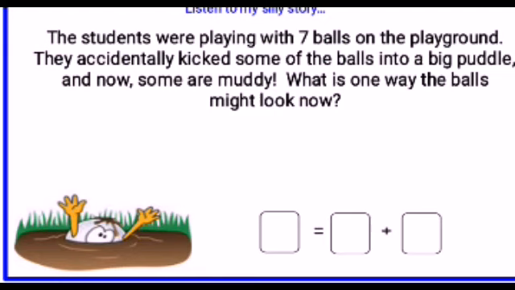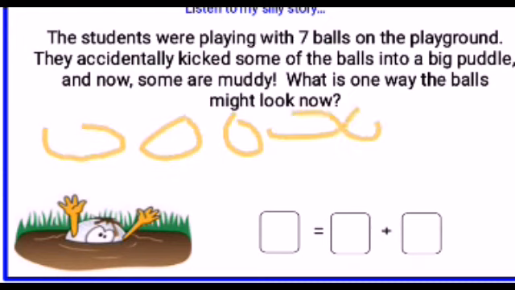The students were playing with 7 balls on the playground. Let's help them draw their balls. 1, 2, 3, 4, 5, 6, 7. Now they accidentally kicked some of the balls into a big puddle. And now some are muddy. What is one way the balls might look now? Remember, they were playing with 7 balls on the playground. So 7 goes into the whole, or the total.